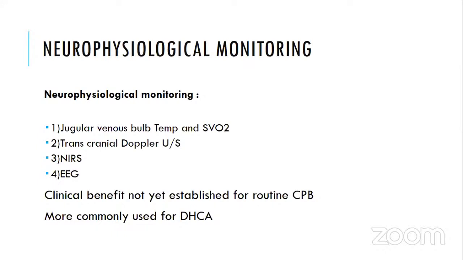For neurophysiological monitoring, this includes jugular venous bulb temperature and mixed venous oxygen saturation, transcranial Doppler ultrasound, NIRS, and EEG. Clinical benefit has not yet been established for routine bypass, but they are more commonly used for circulatory arrest.